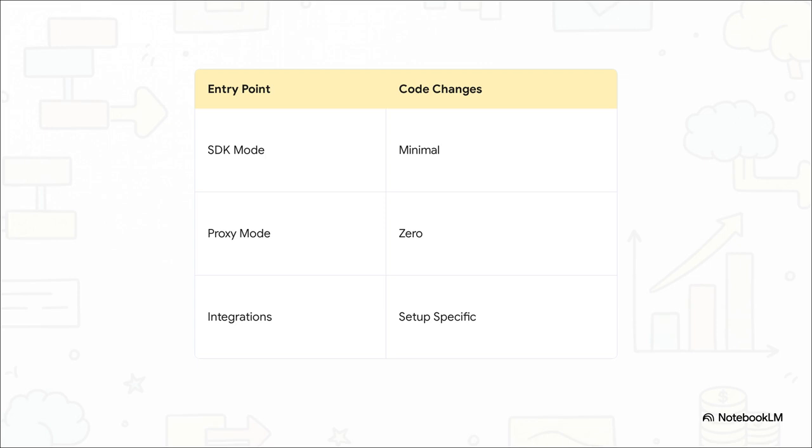First, there's SDK mode, where you simply wrap your LLM client with a Headroom client. Super easy, minimal code changes. Then, you've got integrations, which give you framework-specific setups for things like LangChain or Vercel AI SDK. But honestly, the absolute standout here is proxy mode. If you run the Headroom proxy and point your client at it, you literally have 0 code changes beyond updating a base URL. It just seamlessly slots right into your existing infrastructure.